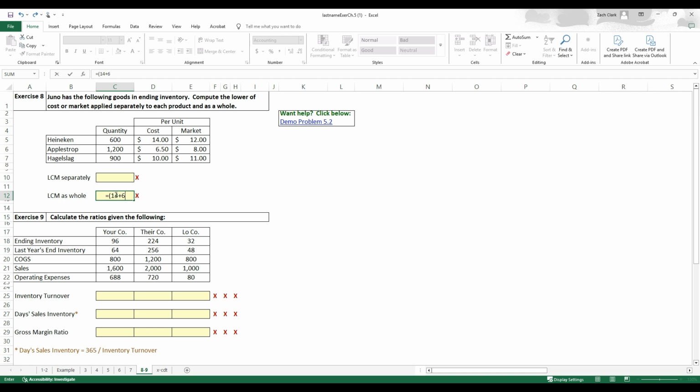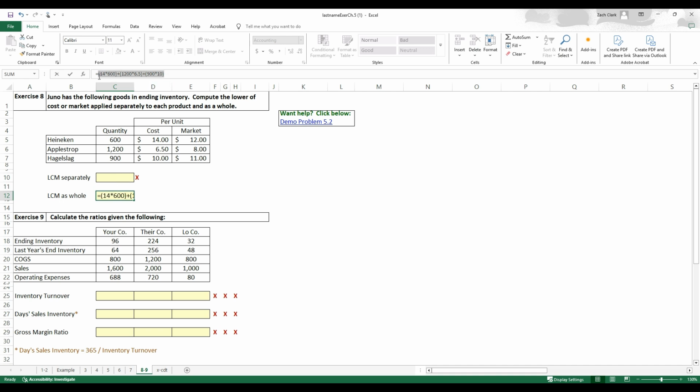So as a whole, let's just look at the two things here first. So total cost would be 30.5. Oh, I've got to multiply these. So the total cost, and that's times how many units? Oh, you know what? I've got to do it this way: 14 times 600 plus 1200 times 6.5 plus 900 times 10. So that's the total cost for all these quantities. So you'd have 25. Oh, again, that's funny. It gave us the right answer.